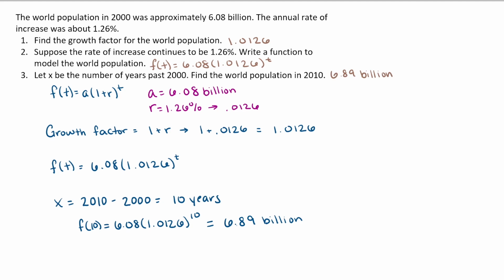Now you may ask why we didn't use our other formula for population. In this case, we could have, and we would get the same value because this is a continuous growth. So we would see that we would get the exact same value for our population in 2010.